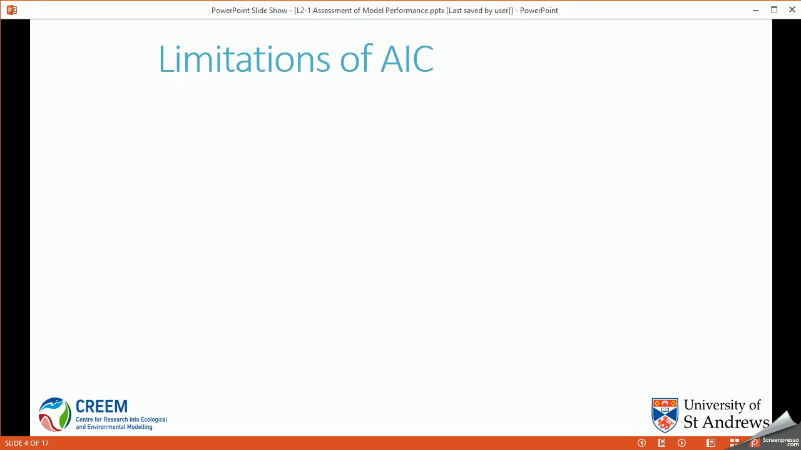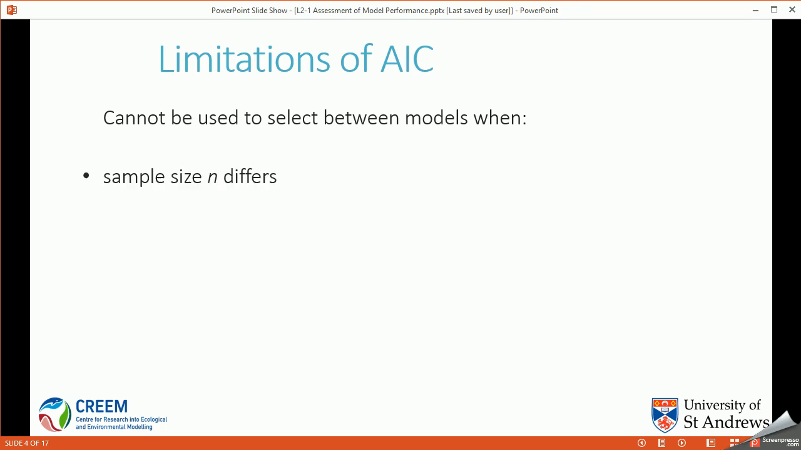Okay, so those were some nice features about AIC, but it does have some limitations. And in particular, you can't use it to select between models when these things apply. And these things all relate to giving one model different data than another model. So if you give a subset of your data to one model and a different subset to another model, the sample size differs and you can't compare them because you've given the two models different data.